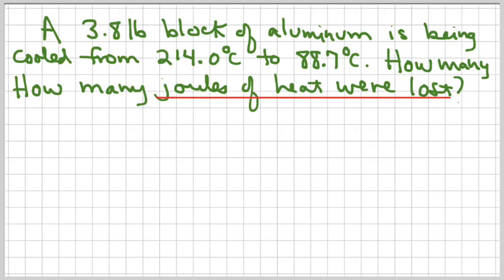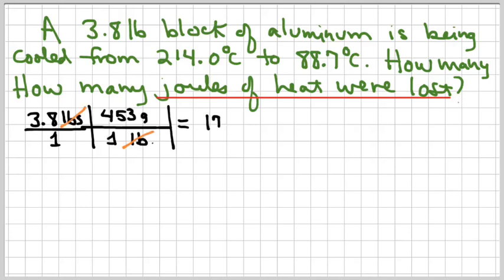Now I noticed that the mass was given in pounds, and I know probably when I go to solve this, I'm going to want to get things into the metric system. I want to get pounds into grams, so the very first thing I do is a simple conversion. I look on my conversion sheet, I find out that there are 453 grams in a pound, so I know I really have 1,700 grams of aluminum.